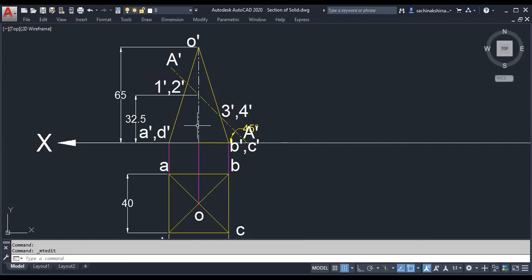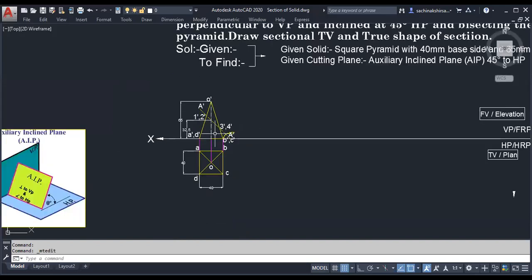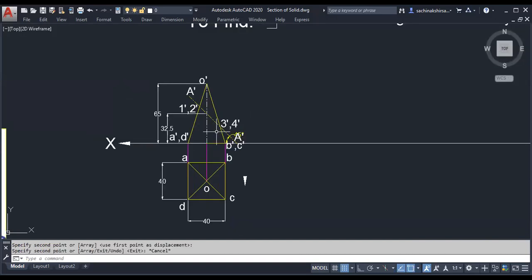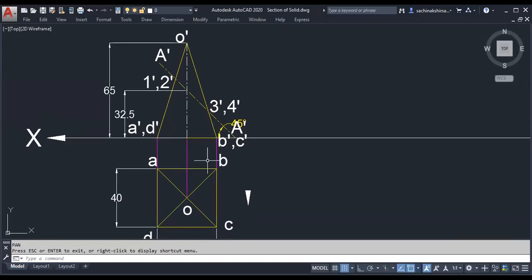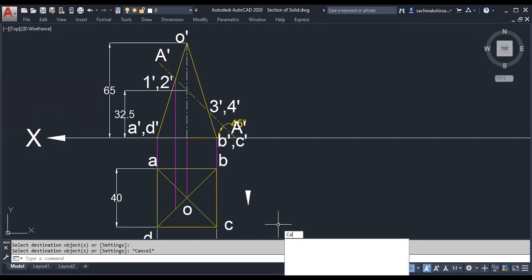How will we locate these points in the top view? We'll tell. How can we locate these points in the top view? What to do? Directly you can take a projection from this point and you have to see where it is cutting.